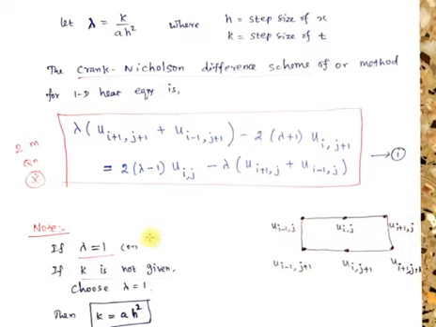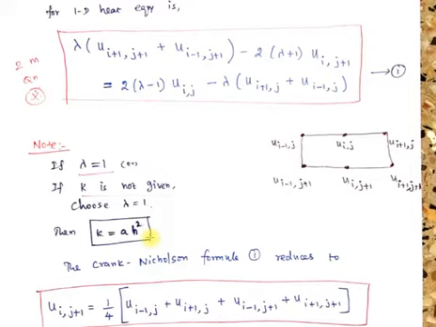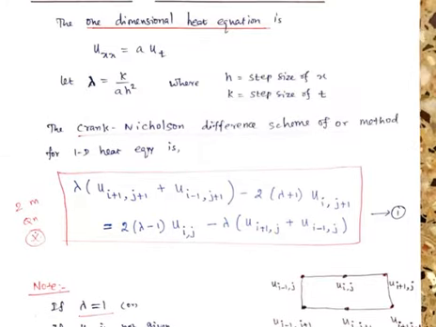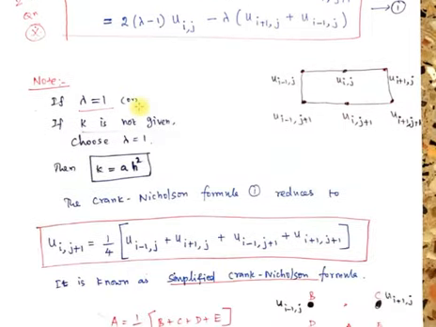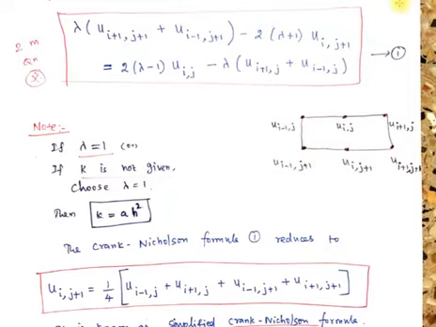If k is not given, we choose lambda equal to 1. If lambda equal to 1, then lambda is the value of k divided by a h squared, so lambda equal to 1 implies k equal to a h squared. The Crank-Nicolson formula reduces to, with lambda equal to 1, this term will be 0, this term will be 0, and this term is minus taken.